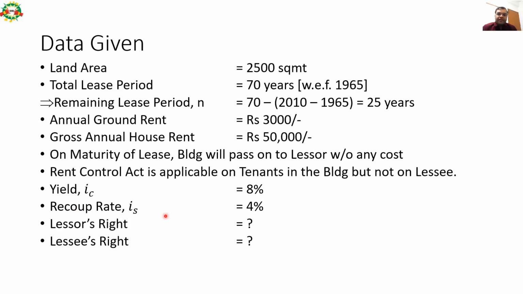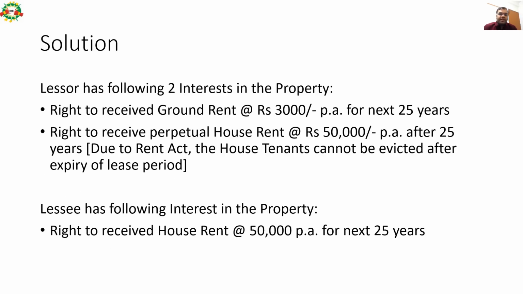So capitalization rate is 8%, recoupment rate is 4%. Lessor right and lessee right we have to calculate. So lessor has the following two interests in the property. So lessor will receive ground rent of ₹3,000 per annum for the next 25 years.